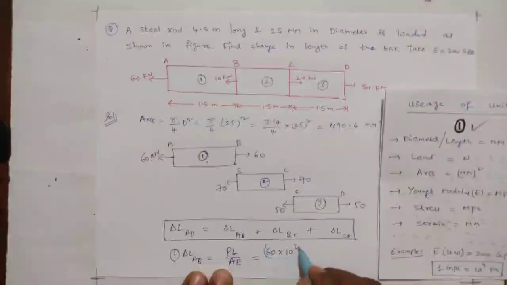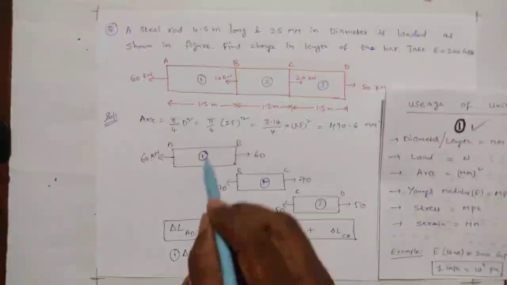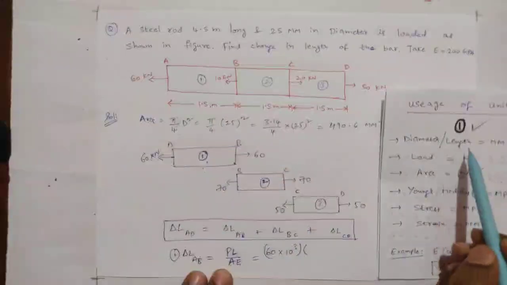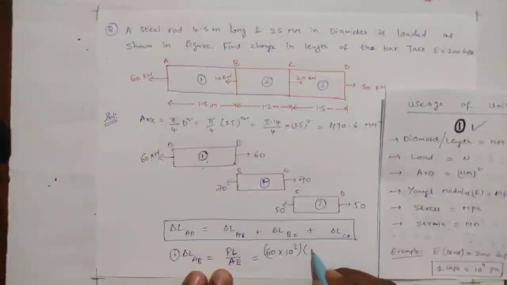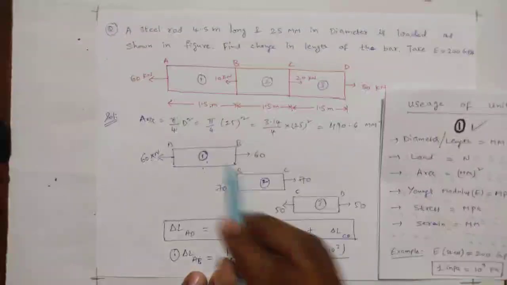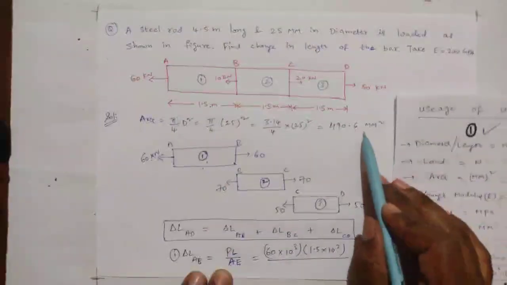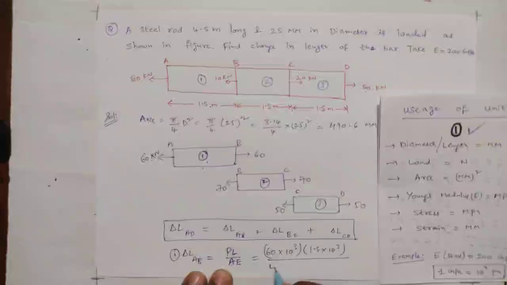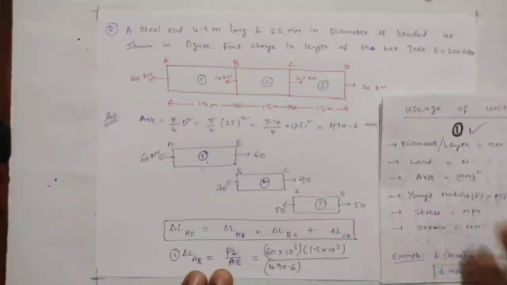And L value here is 1.5 meters. Here length I will take in mm. That's why 1.5 meter into 10 cube, that is I am taking length in mm, divided by area. Area we have got here 490.6 mm square. Okay, area I will take in mm square.